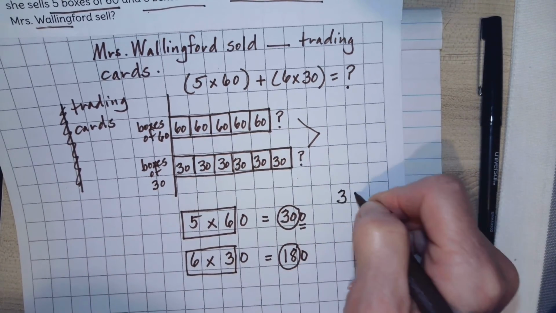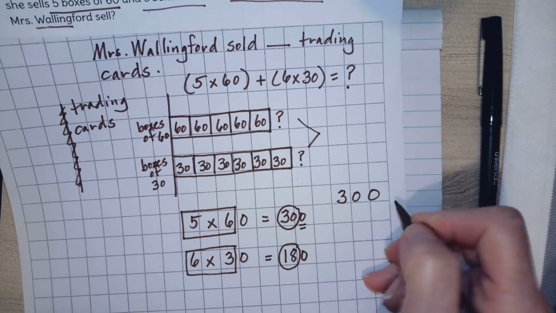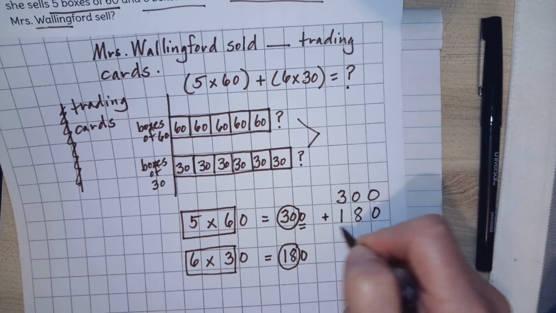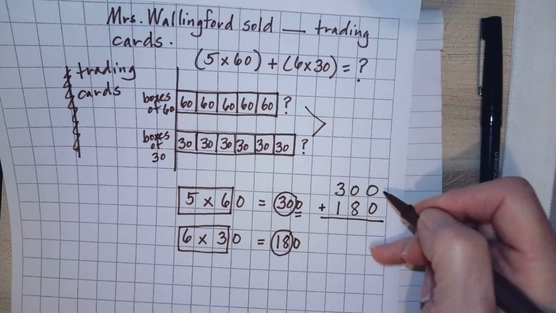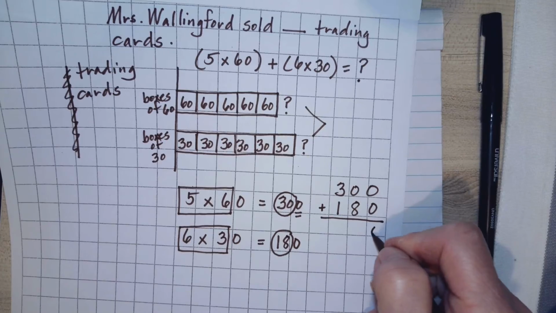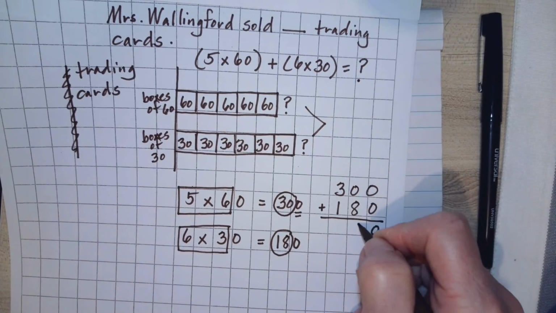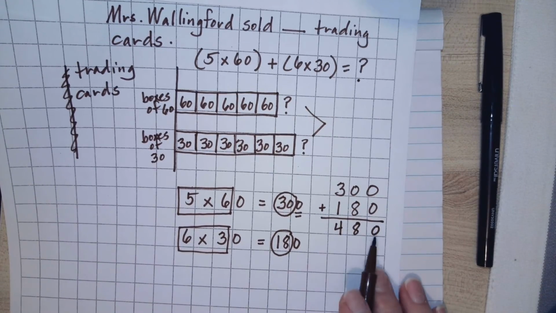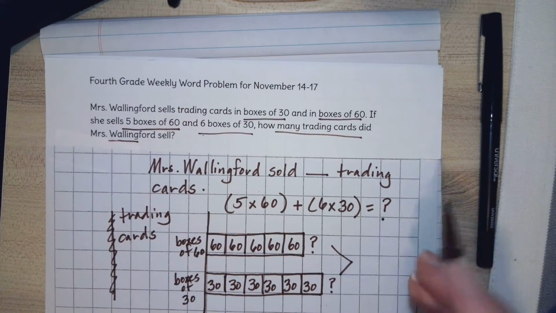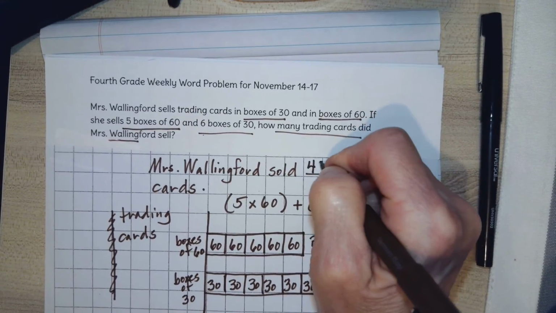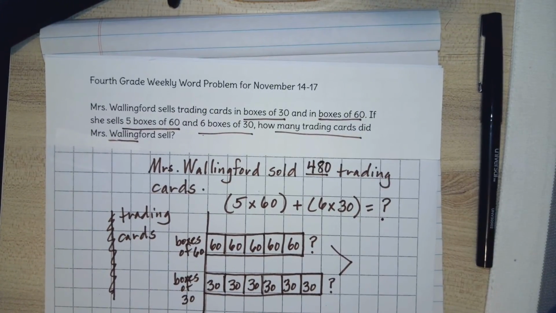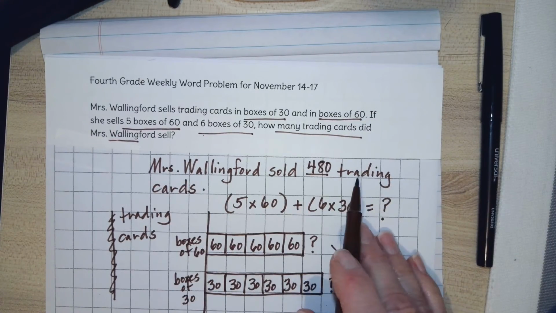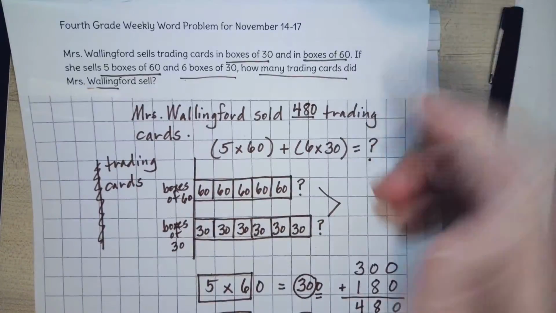Well, I'm not done because I need to find out the total amount of trading cards she sold. So I'm going to put my 300, I should have put that in neatly into a box. I'm going to add those two together. And my ones, I have 0 and 0, which is 0, 8 and 0, which is 8, 3 and 1, which is 4. So all together, Mrs. Wallingford sold 480 trading cards.